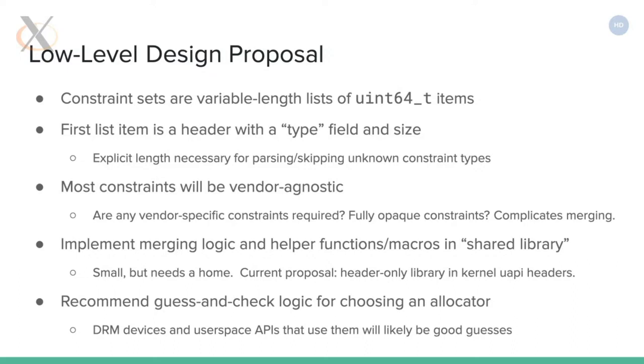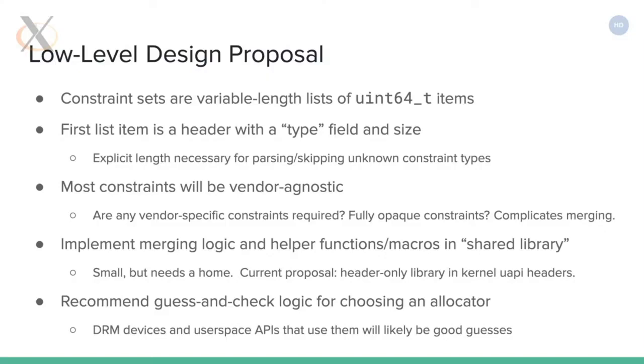We have no helpers to choose which allocator to use when doing the actual allocation. So we just recommend user space to guess and check, to just try, basically. User space is already aware of all the DRM devices involved in the constraint negotiation, so user space can just try them until it works, basically.